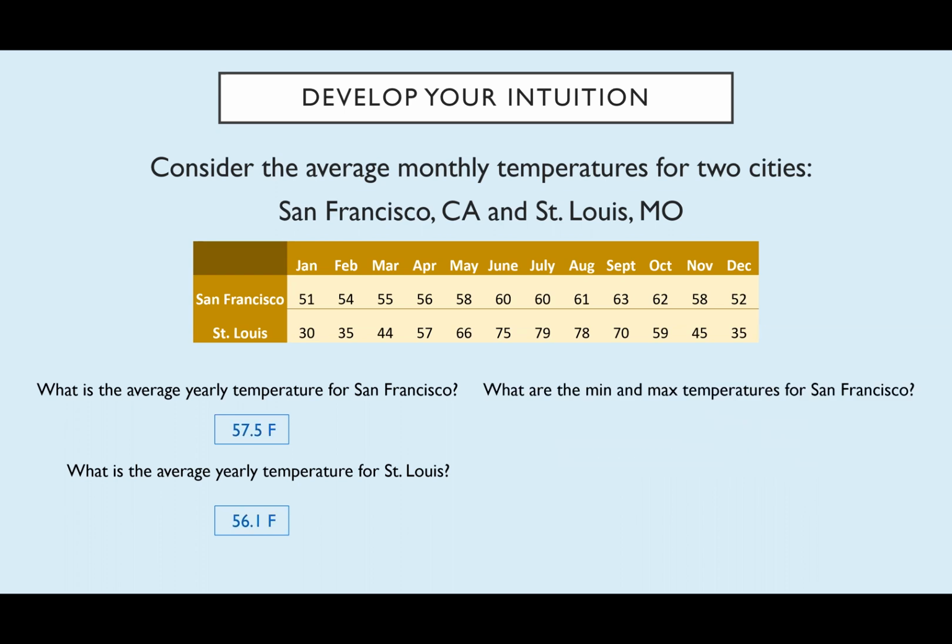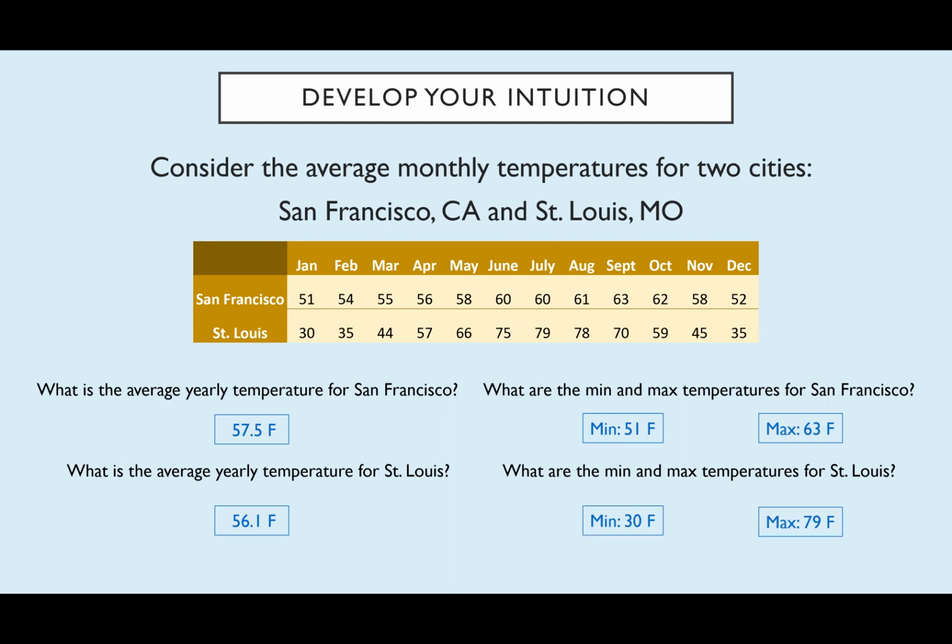But now let's look at the min and max for San Francisco. The min is 51 and the max is 63. The min and max for St. Louis, however, are 30 and 79. So those are also really different. For sure, I could tell the difference if I was standing in 51 degrees Fahrenheit or 30 degrees Fahrenheit, and similarly between 63 and 79 degrees Fahrenheit. So even though the averages are really similar and probably indistinguishable from an I'm-standing-outside, how-hot-is-it standpoint, the min and max are showing a different story here.